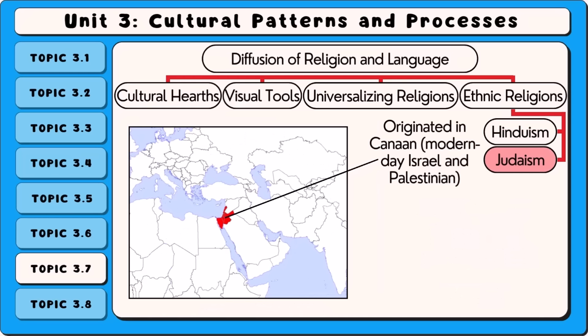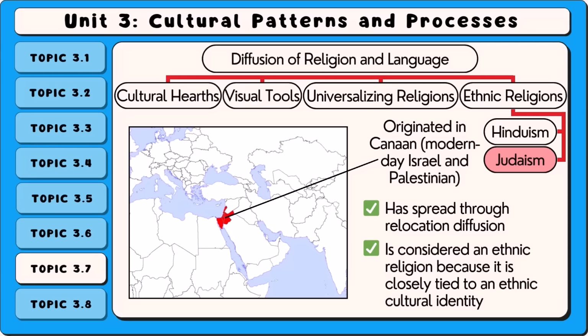Judaism originated in the Middle East, but over time, Jewish communities have spread globally through diaspora movements, forced or voluntary migration due to persecution, trade, or conflict. Today, large Jewish populations exist in Israel, the United States, and parts of Europe. While Judaism has spread widely, it remains ethnic because it is typically passed down within families and is closely tied to cultural identity and tradition.